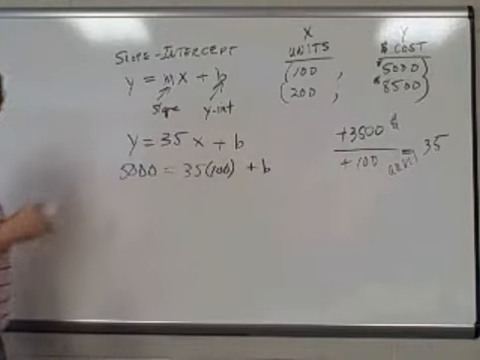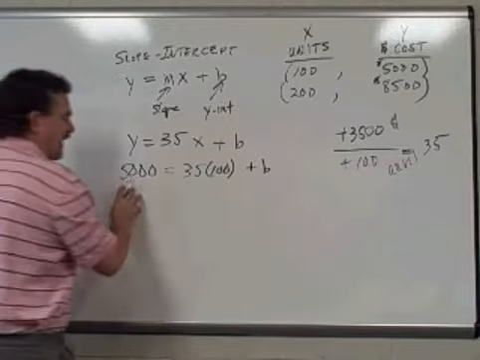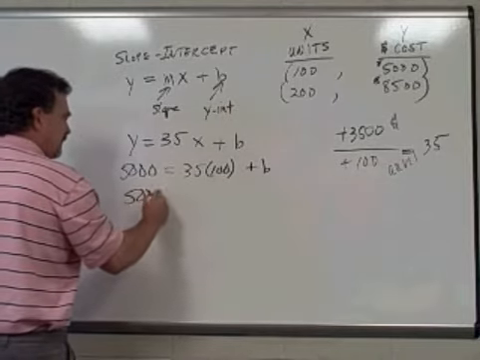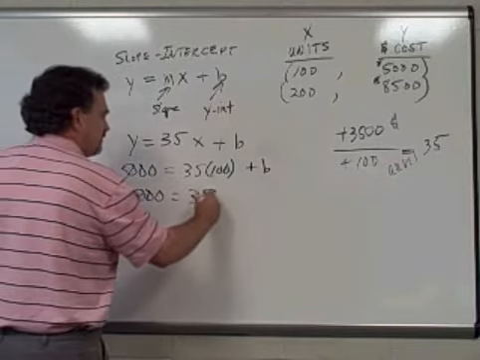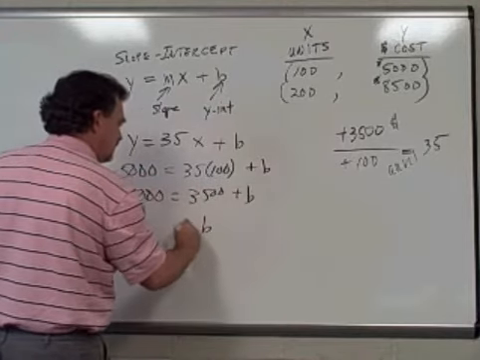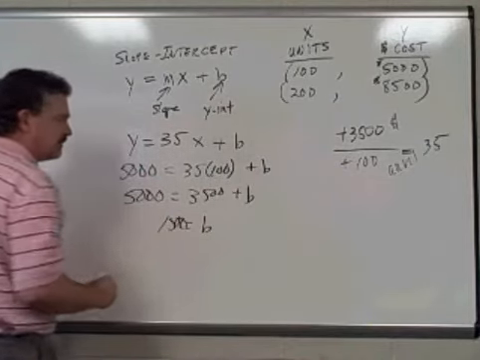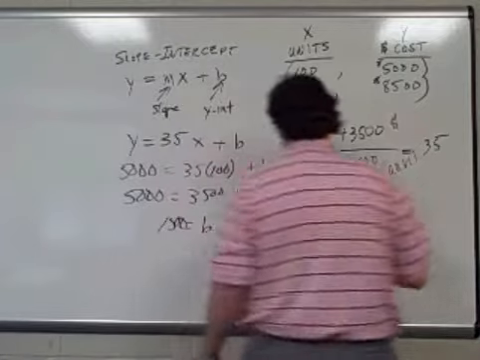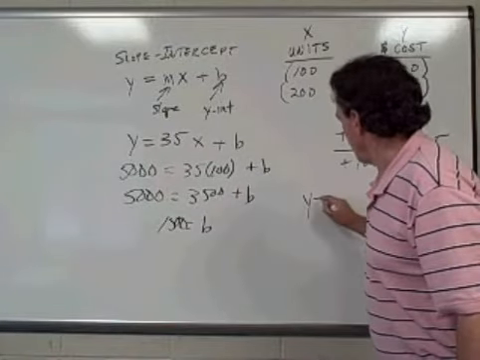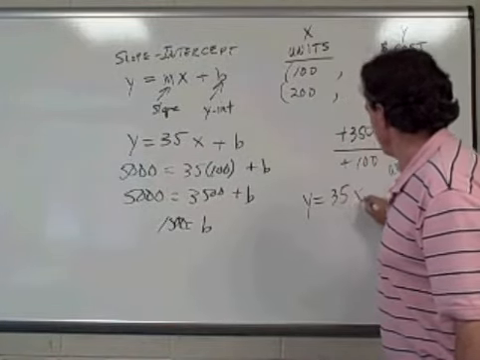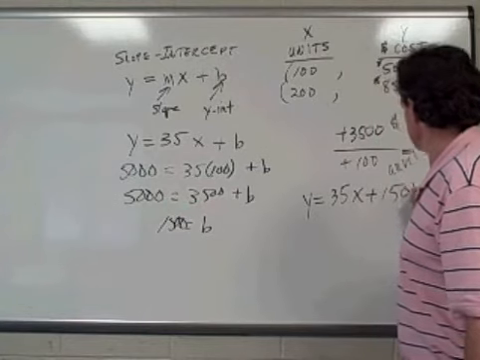And we have our linear equation in one variable that we can solve for b. So 5,000 equals 3,500 plus b. b must be 1,500. So our formula is y equals 35x plus 1,500.